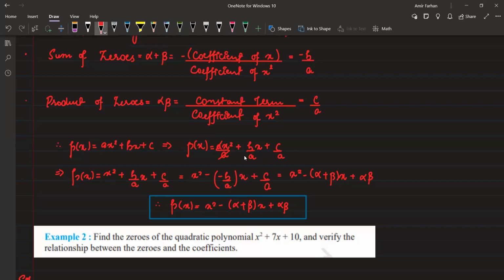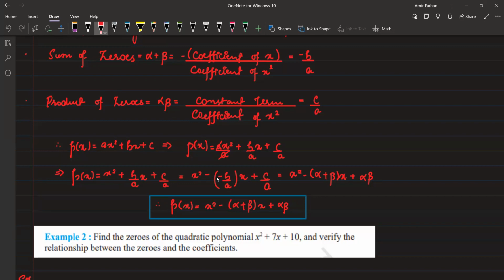Yes, sir. Okay. So now you can see this A will get cancelled. X square is left, B by A and C by A. I need to make this B by A in terms of alpha plus beta to somehow relate them. What I've done is I need the negative b by a, so I have broken this positive sign into negative of negative b by a, because when you open this bracket, this will ultimately become positive. Yes or no?